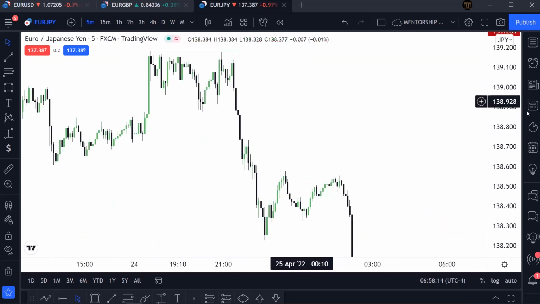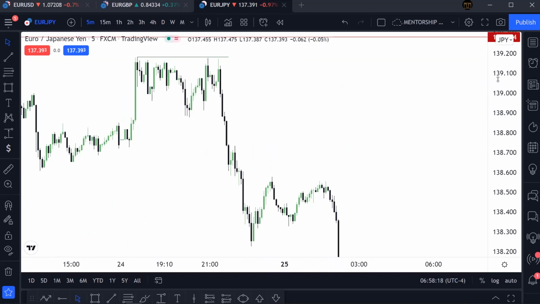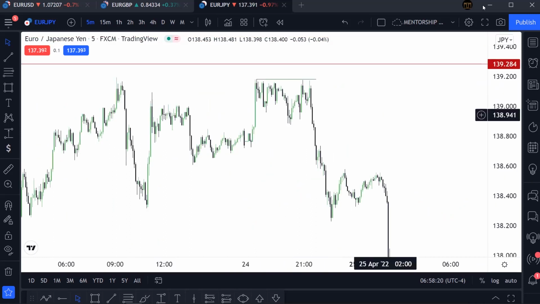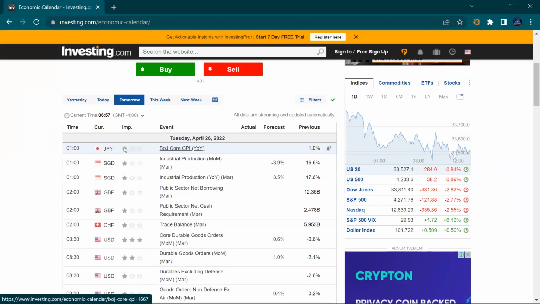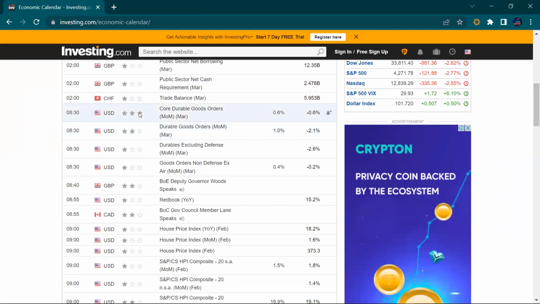This is how we trade the news. I repeat, let me share my screen with you again. Come to the economic calendar. Look for the 3 bull news or the 3 stars news. Once you find the 3 stars news, you're good to go. Keep your eyes on these pairs with 3 stars. This is the only thing I will advise you to trade.